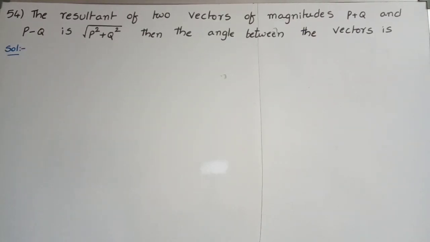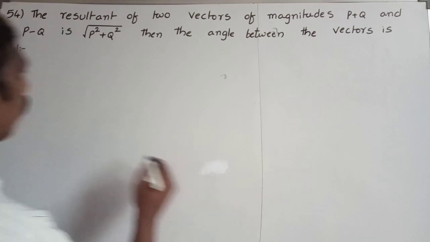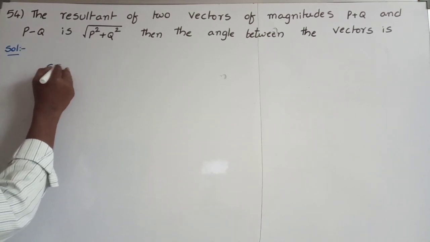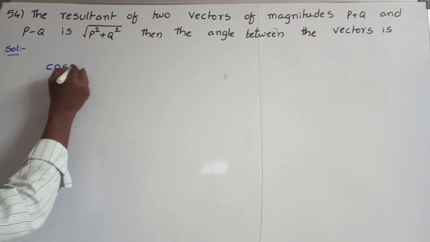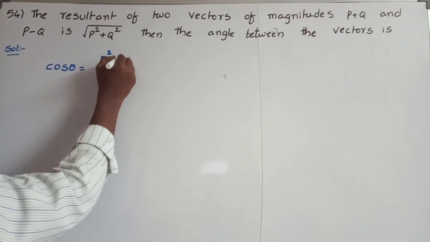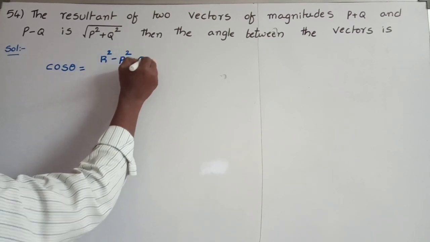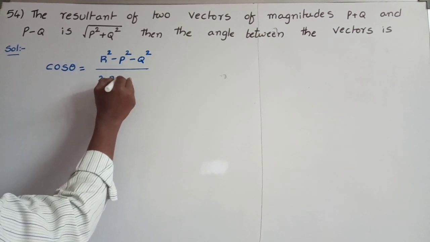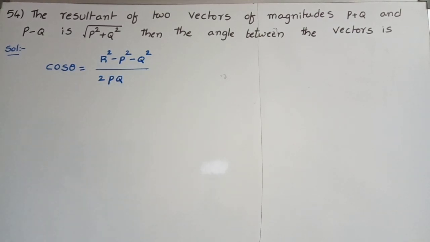Problem number 54. The resultant of two vectors of magnitudes P plus Q and P minus Q is root over P square plus Q square. Then the angle between the vectors is. From the parallelogram law of vector addition, we get the angle between two vectors: cos theta is equal to resultant square minus magnitude of one vector square minus magnitude of another vector square, divided by 2 into magnitude of one vector into magnitude of another vector.